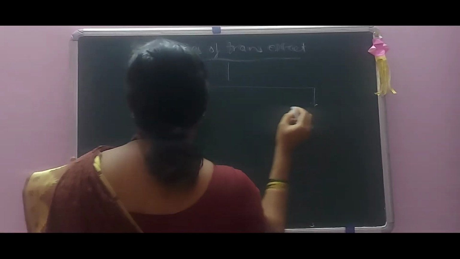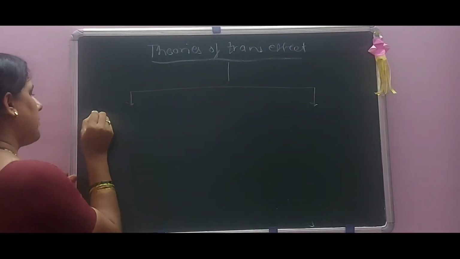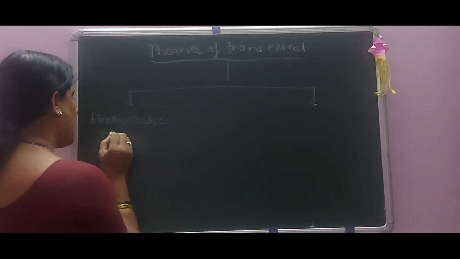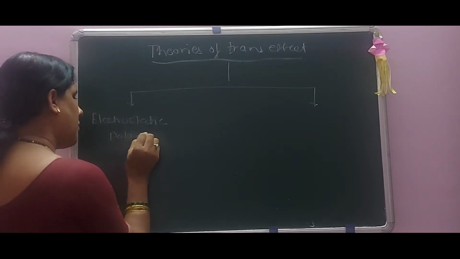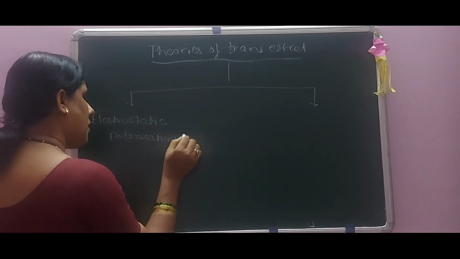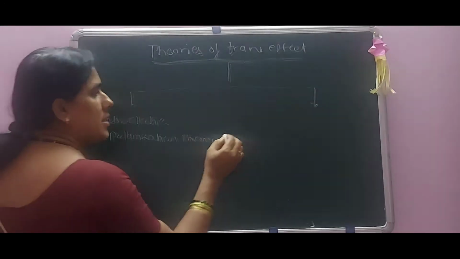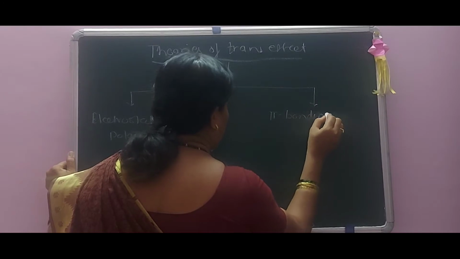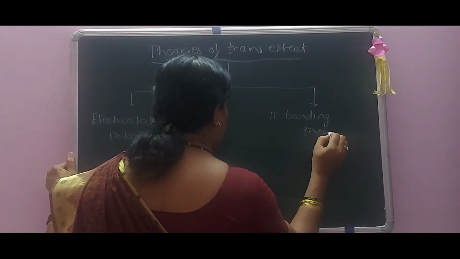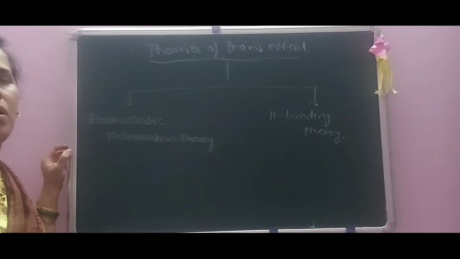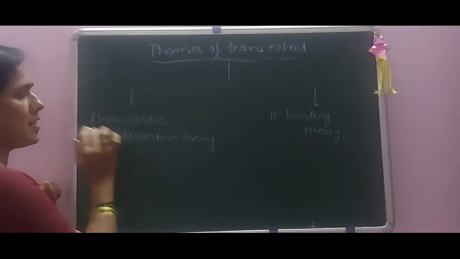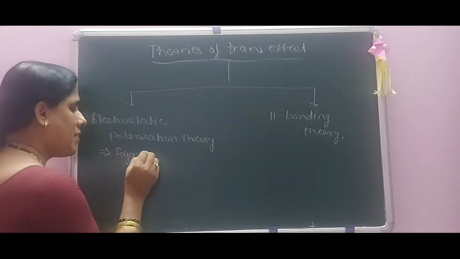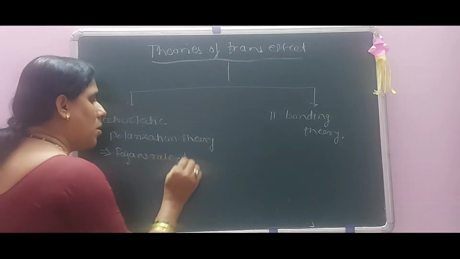First is known as electrostatic polarization theory, and second is known as pi bonding theory. Now we have to emphasize on this theory in the concept of Fajan's rule, Fajan's rule of polarizability.